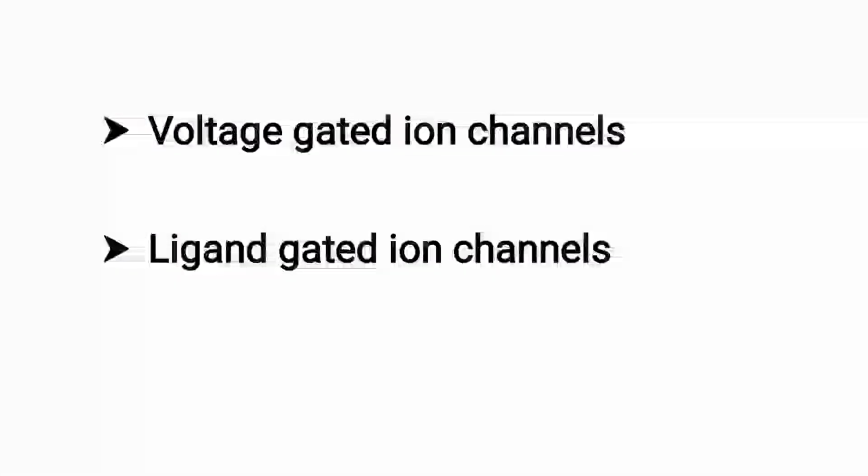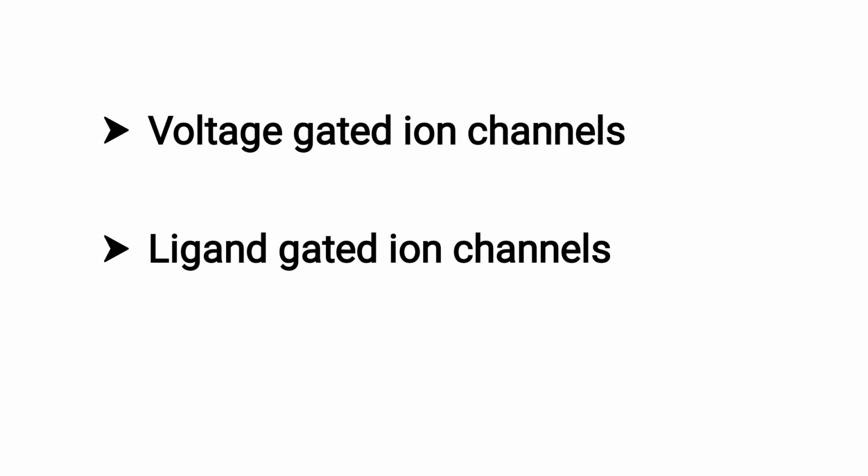Now there are two types of ion channel. One is a gated channel and the other is a not gated channel. Gated means whether any gate is present in the pore or not. If the gate is present, then they are known as a gated channel.